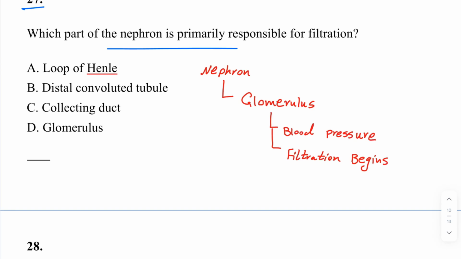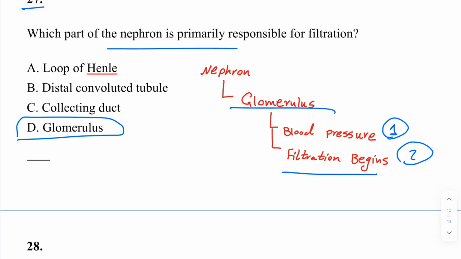27. Which part of the nephron is primarily responsible for filtration? A. Loop of Henle. B. Distal convoluted tubule. C. Collecting duct. And D. Glomerulus. So, the glomerulus is primarily responsible for filtration. Blood pressure drives it, and filtration begins.